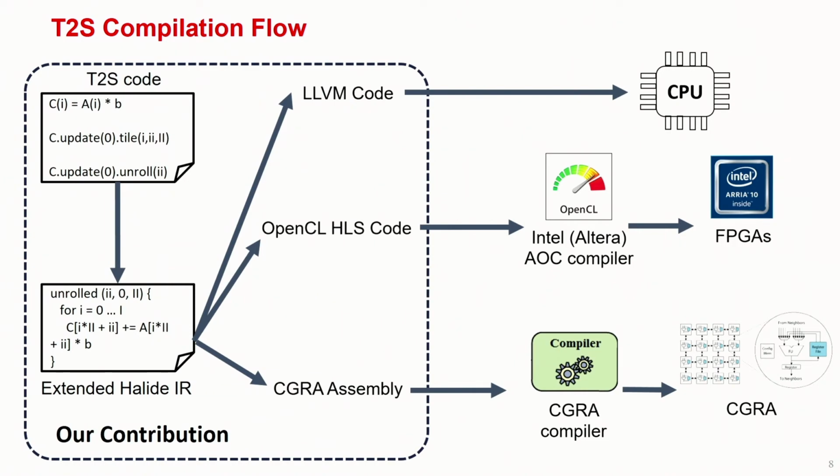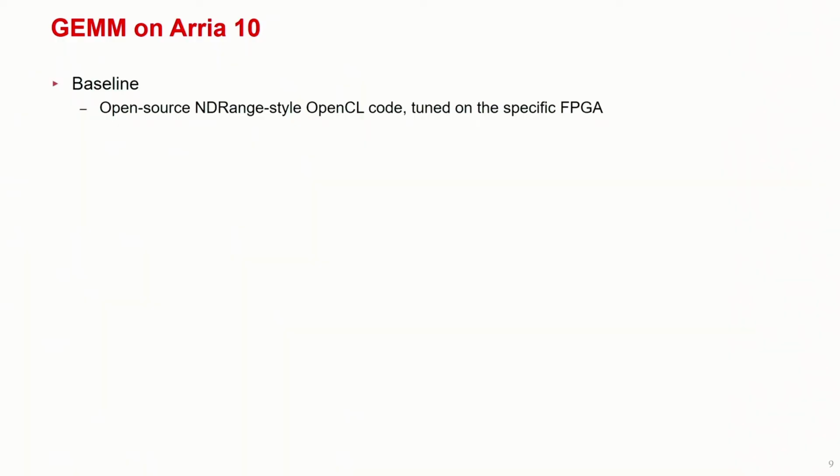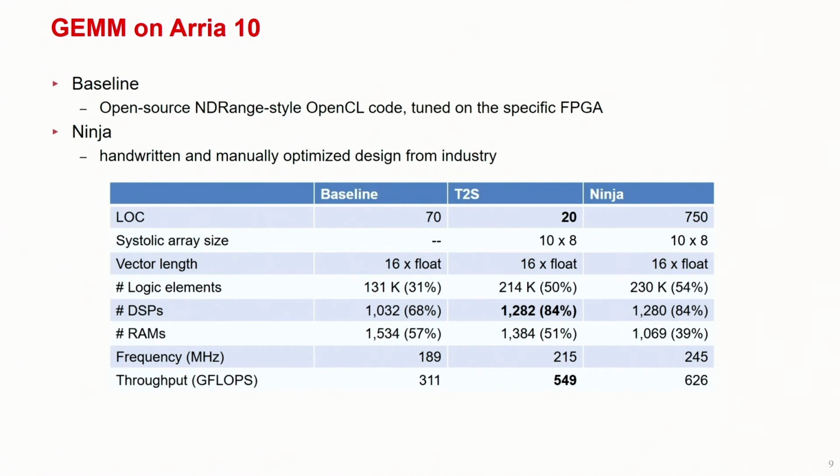Now let's talk about the evaluation results. We compare our GEMM implementation with the open source ND range style OpenCL code, which serves as the baseline. And we also compare our design with the handwritten and manually optimized design from industry, which is a Ninja implementation. And these are the results.